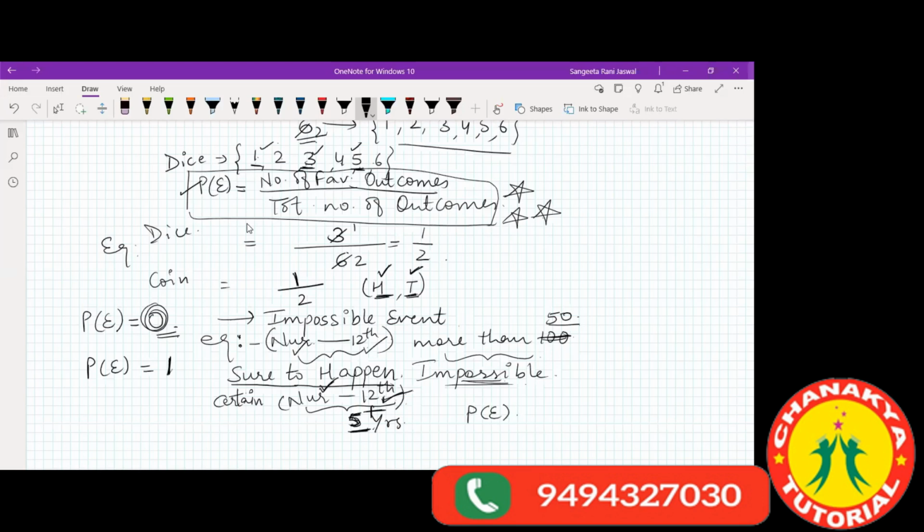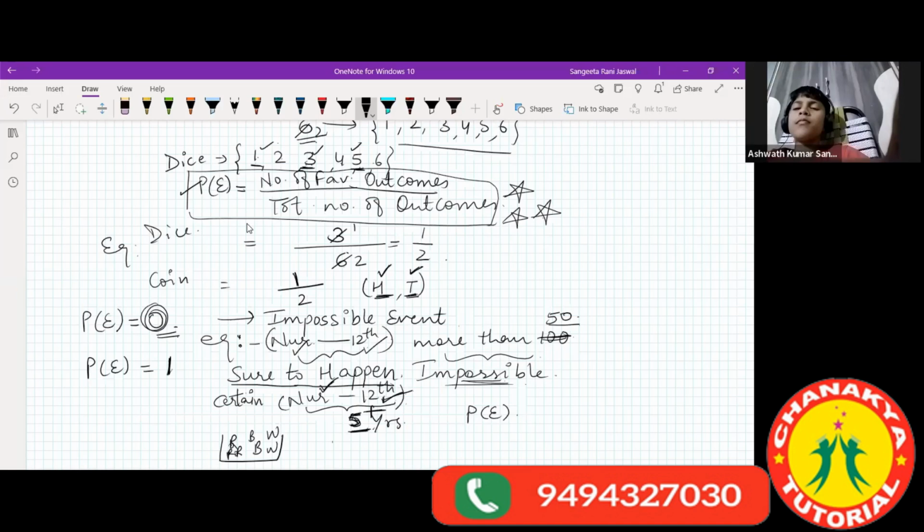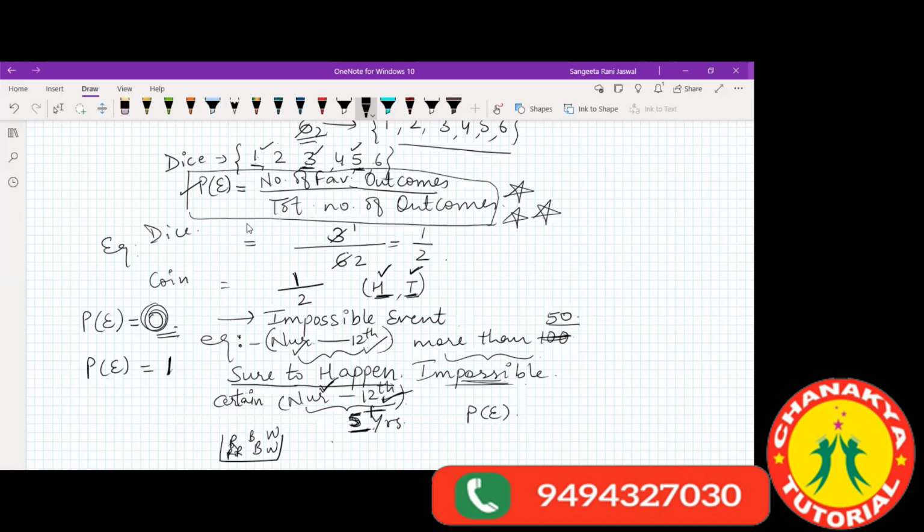Now suppose in a box I have some red balls, some blue balls, and some white balls. Now I am asking, what is the probability? Total balls are how many? 1, 2, 3, 4, 5, 6, 7. Total balls are 7.